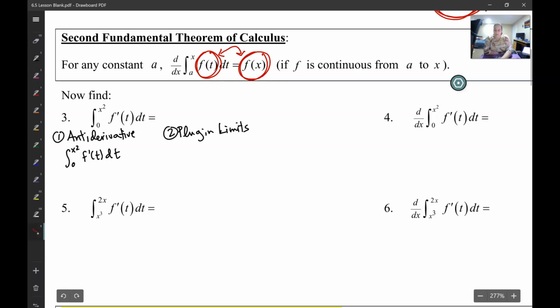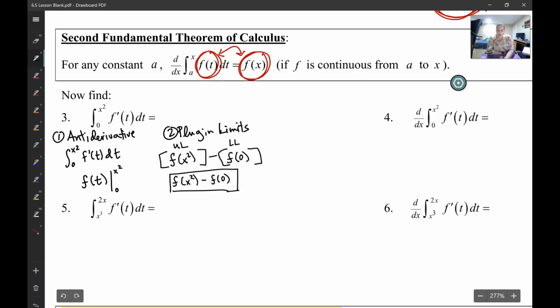Find the antiderivative. Now this is a derivative, so the antiderivative of this derivative is going to be the original function with our limits from 0 to x squared. Step 2, let's plug in our limits. I'll keep my brackets a little longer to help you see this. Plug in my upper limit, it's going to be f of x squared, minus, plug in my lower limit, f of 0. So I get f of x squared minus f of 0.